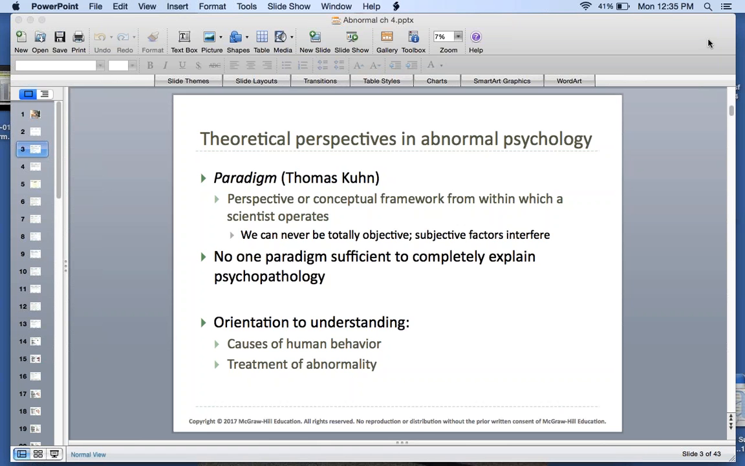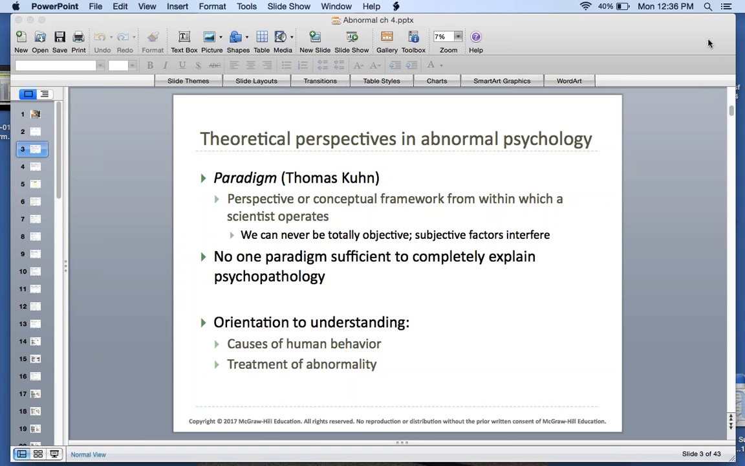Okay, so it's generally just a perspective or conceptual framework from within which scientists operate, and that is psychologists being the scientists here. Okay, it's important to note that we're never totally objective. Anybody who thinks that they are 100% objective, it's just not really completely possible, especially when we're talking about psychology. There are going to be some subjective factors that interfere. So we like to be able to operationalize terminology, and we like to say, you know what, I do see things from this particular framework, just to be honest. And so that's where I'm coming from when I describe mood disorders or whatever it is.